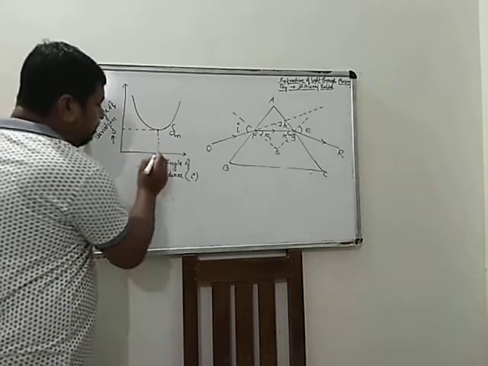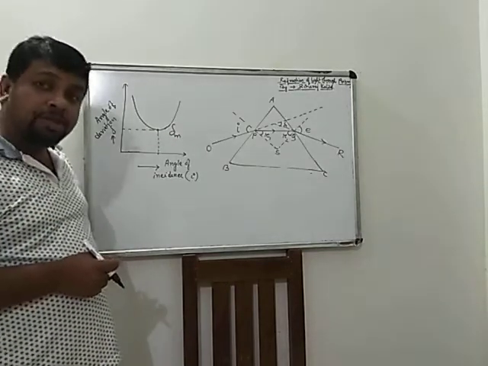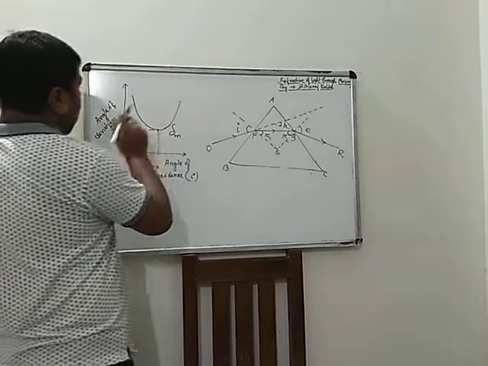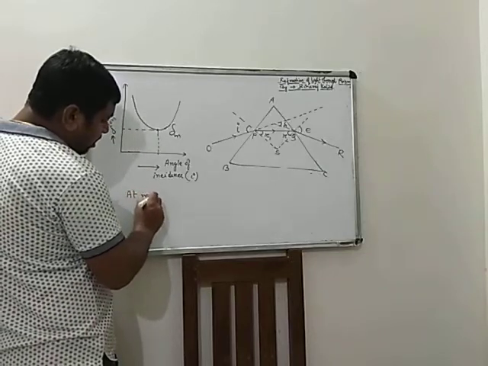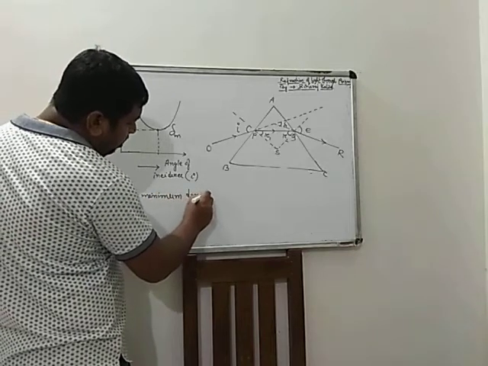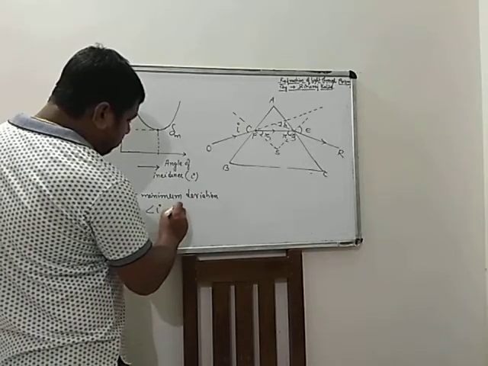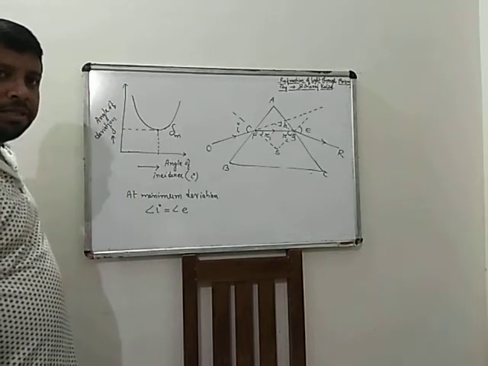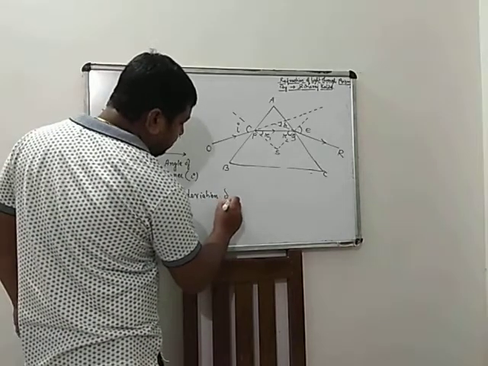So here if the angle of incidence is suppose 45 degrees, then the angle of emergence is also 45 degrees. So at minimum deviation, angle I equals angle E. The angle of incidence is equal to the angle of emergence. So the refracted ray becomes parallel at minimum deviation, that is delta M.